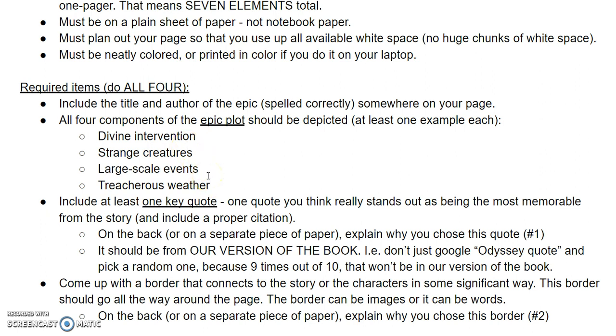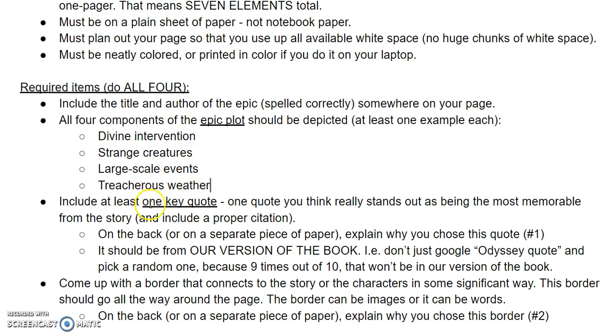So think, okay, which large-scale events happened? Meaning like more than just one man versus one man. We read about one just for today, for example. But figure out where you're going to put that on your page. And if it would help you to label them, please label them on your page as well. But you don't have to if you'll remember where they are.